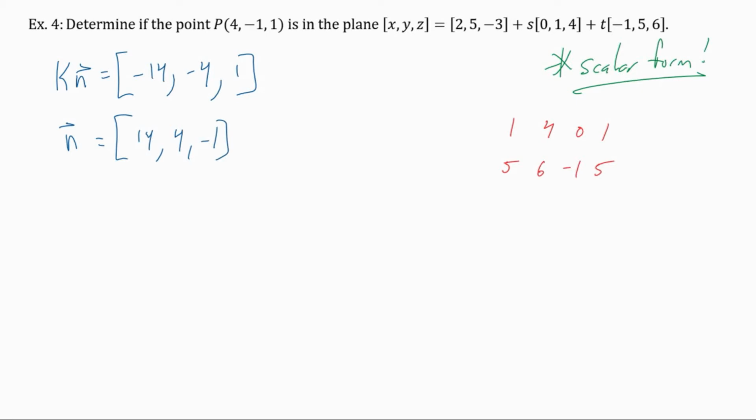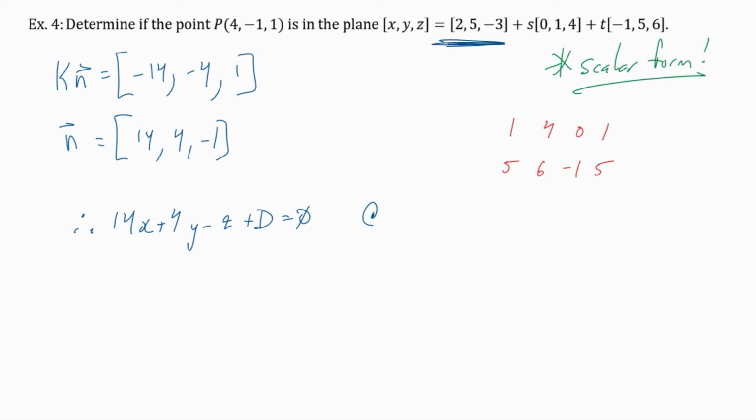There's no rule about what normally you have to come up with. We generally would have it simplified, so I wouldn't use 28, 8, and negative 2, but there's no rule that it has to be fully simplified or it has to have negatives in certain places or anything like that. So 14x plus 4y minus 1z plus d is 0, and again, picking a point, and determine if the point is in the plane.